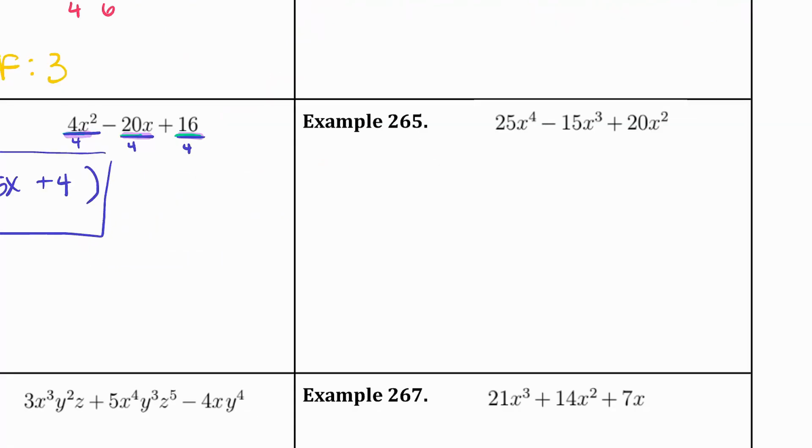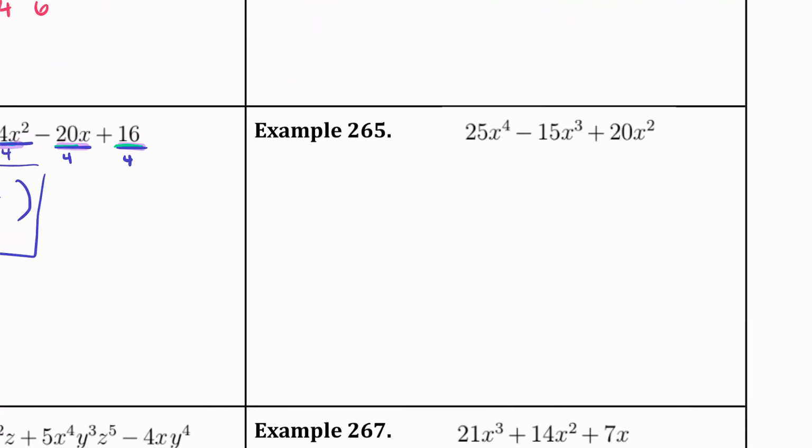Okay, if we try that again here, we have 25x to the fourth minus 15x cubed plus 20x squared. So let's look at our numbers first. 25, 15, and 20. Well, they can all be divided by 5. 5 is a factor of all of them. And then let's see about our x's here. We've got an x to the fourth, x to the third, x squared. We can take out an x squared because they all contain at least an x squared.